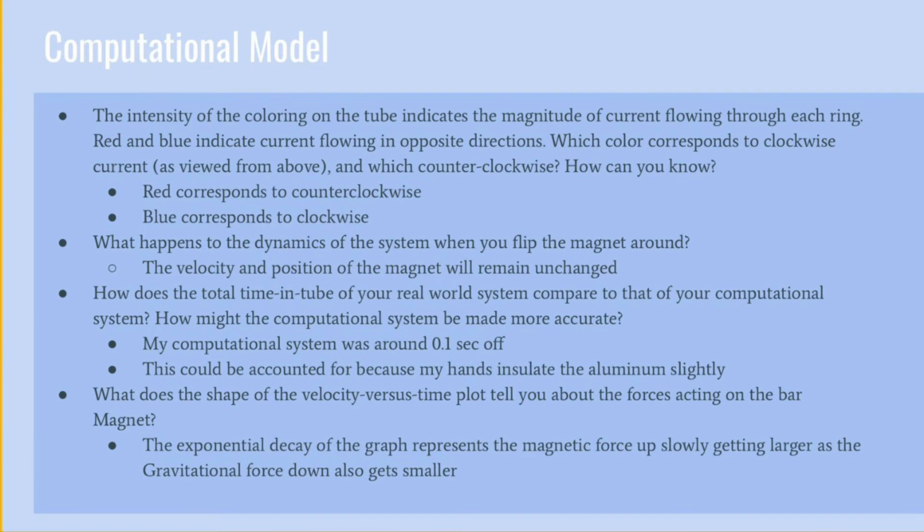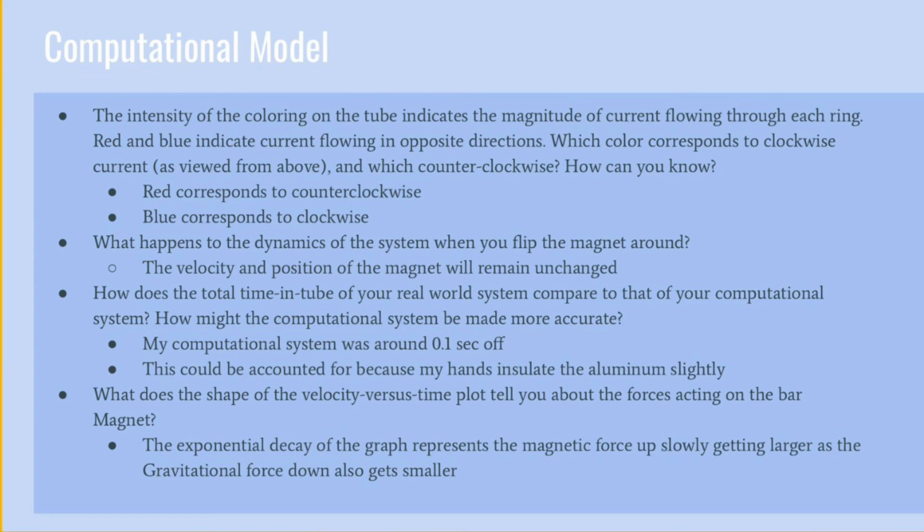In reviewing my computational model, I found that the color that corresponds to clockwise current would be red because the north end of the magnet was pointing downwards as it fell through the tube, so there was a greater magnetic flux in the downwards direction through the loop. This means the induced magnetic field will point in the opposite direction as the magnetic flux, so the induced magnetic field will point upwards. So the induced current is counterclockwise. Since the bar magnet was red after running our experiment, this means that red corresponds to counterclockwise and blue corresponds to clockwise.